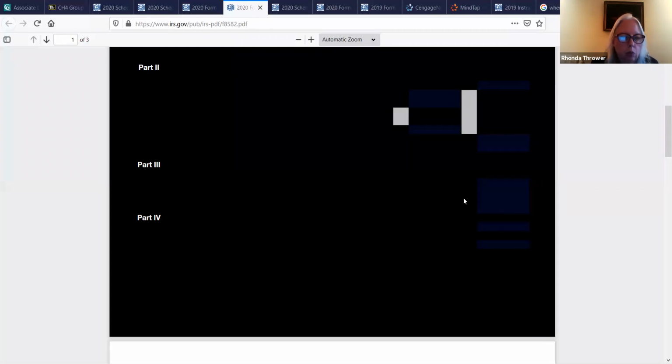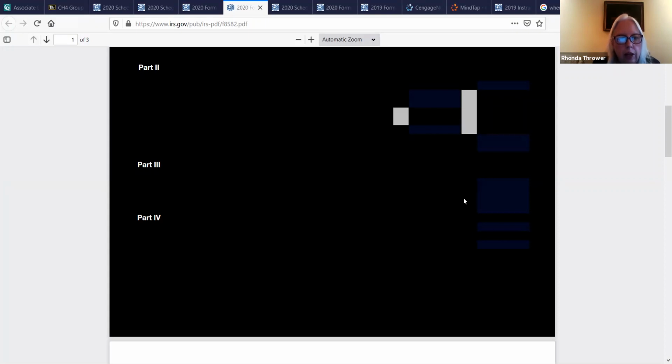And then we don't do anything. Oh, excuse me, we do something on line 6. It says to enter $150,000 here. But if you're married filing separately, you can't enter that $150,000. You have to go to the instructions to see how much you could enter in there.